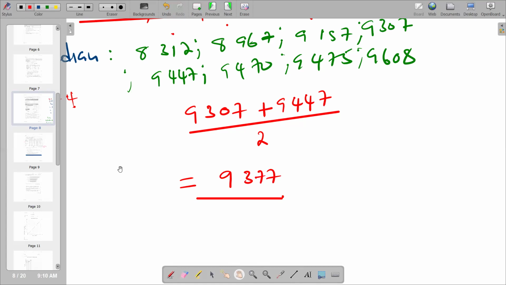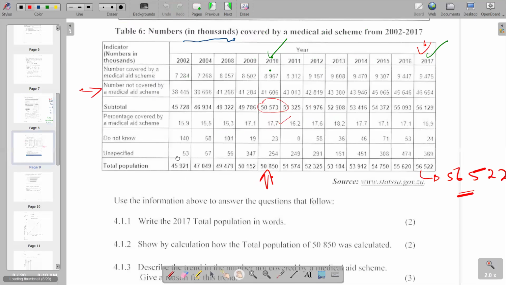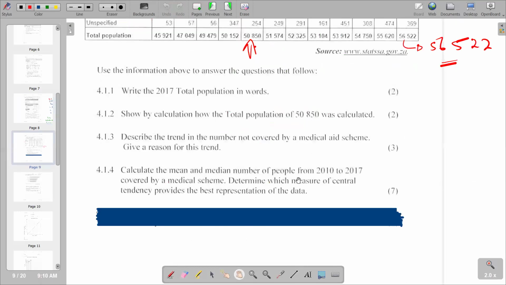And then the question obviously is asking which one is the best measure of central tendency. As it says, determine which measure of central tendency provides the best representation of the data. Obviously, the mean is the one which represents the best representation of the data because it takes into account all the values. Remember, we are adding all the values as our numerator, and then we divide by the number of figures. So the mean becomes our response on 4.1.4.